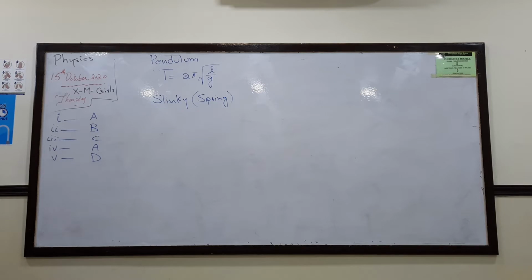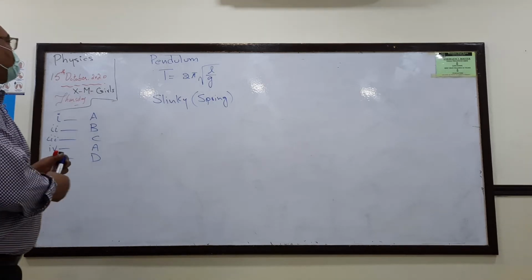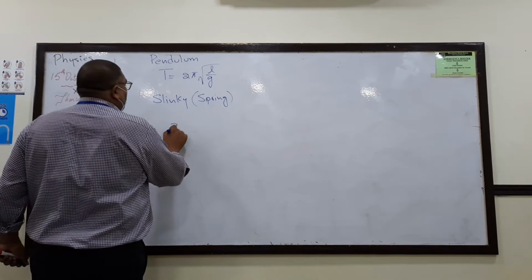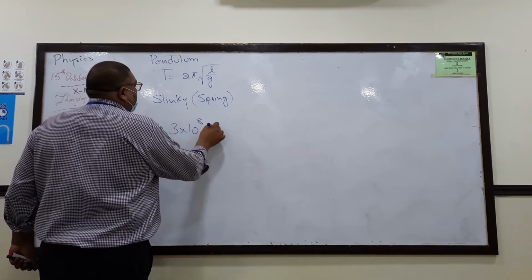In a vacuum, all electromagnetic waves have the same A, speed, B, frequency, C, amplitude. All the electromagnetic waves in vacuum travel with the speed of light, that is 3 into 10 raised to power 8 meters per second.